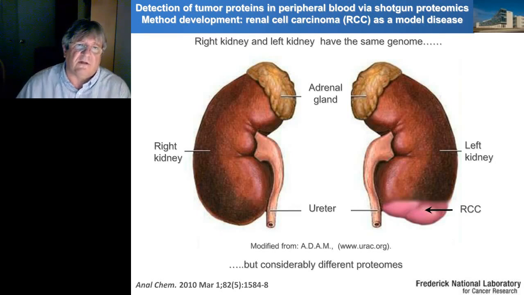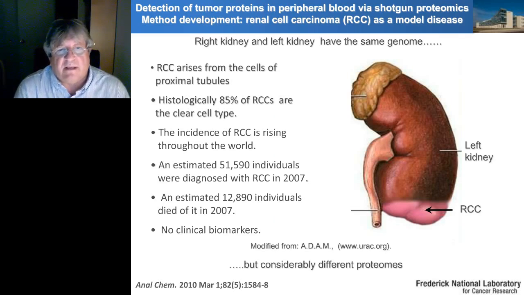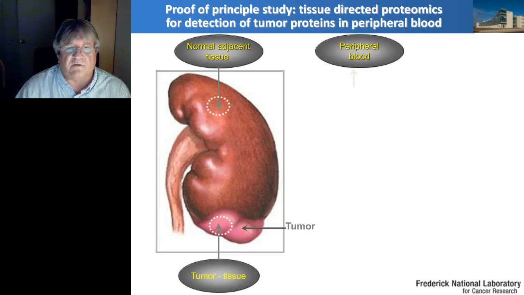We are repeating this paradigm: the right kidney and left kidney have the same genome, but you can see development of clear cell renal cell carcinoma in that kidney, so those proteomes are different. We use renal cell carcinoma basically because this tissue is available, and there is still high mortality from that cancer. 12,000 people died in 2007, and there are no clinical biomarkers for renal cell carcinoma. Those are the reasons why we use this one. We could use any other tissue for a proof of principle study.